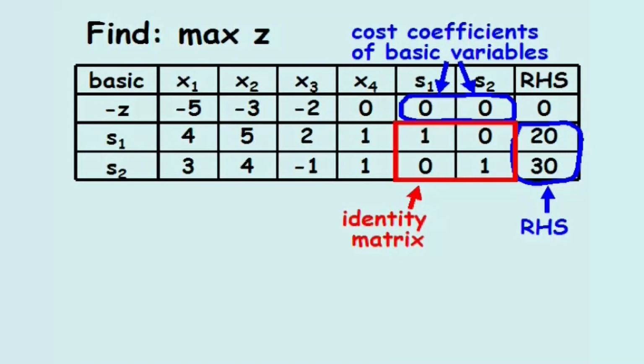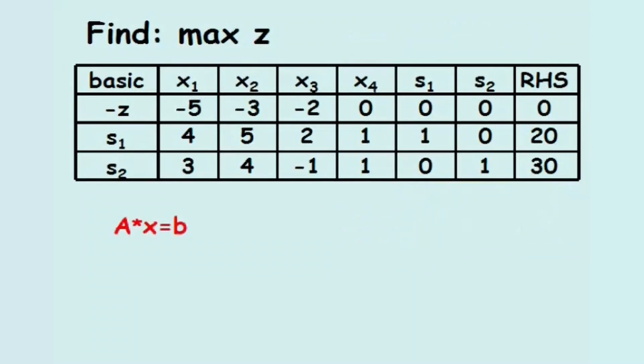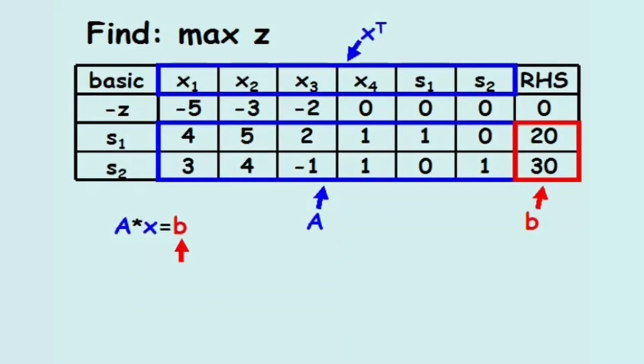The linear system of equations in this tableau can be written as AX equals B, where the A matrix is comprised of the variable coefficients, the X vector are the decision variables, and the B vector are the constants on the right-hand side.